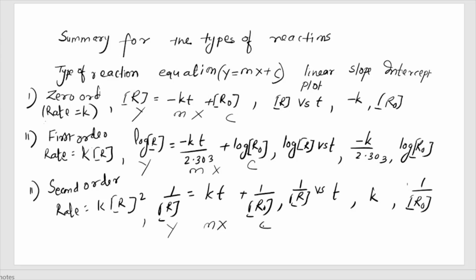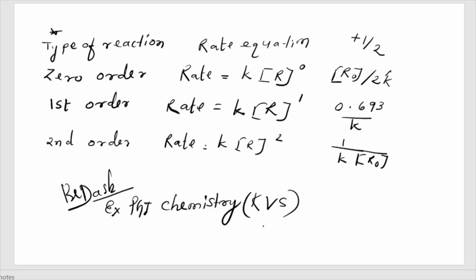So I hope it is clear. The zero order, first order, second order: these are the integrated equations, linear plots, slopes and intercepts. This is the conclusion of the zero order, first order and second order reactions. Then you will see the type of reaction. If you see zero order, what is the rate equation? That is very important. You should remember the rate equation.